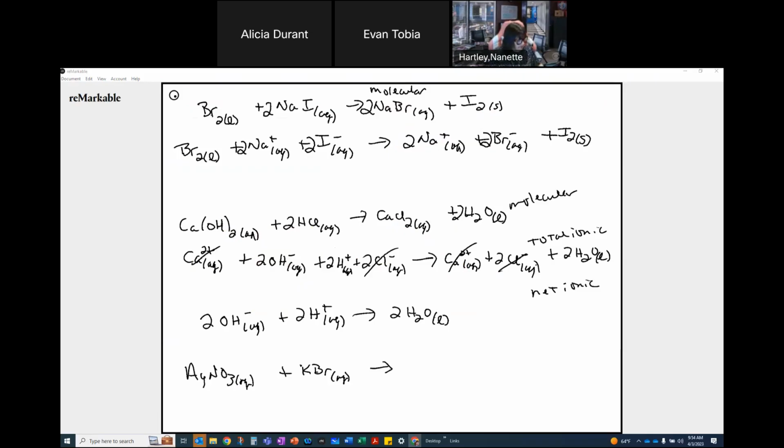Well, that's awesome. Then I need to look at my solubility rules from the exam handouts. In my solubility rules, I can see it says common salts of group 1 elements, and K is a group 1, are soluble. So KBr is soluble, and KNO3 is soluble.